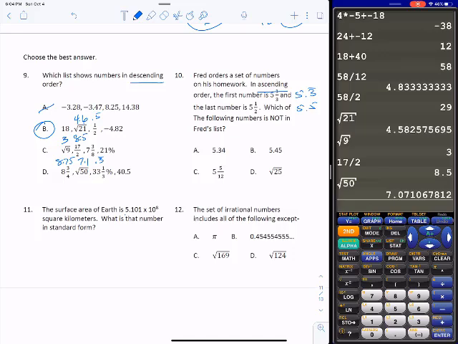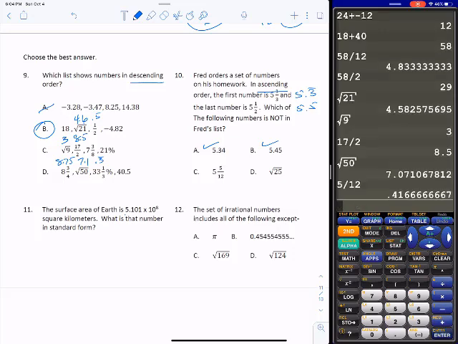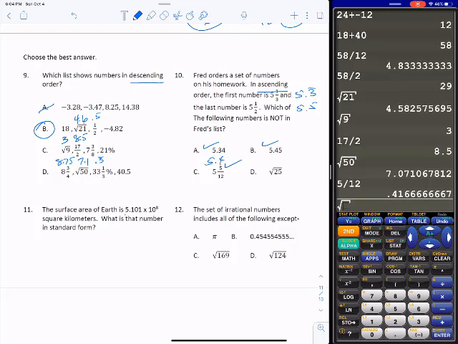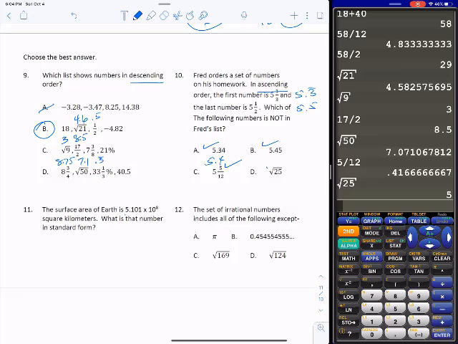So 5.333333 and 5.5. So this one is in his list. 5.45 is in the list. Well, 5 and 5 12, so I need to come over here and do 5 divided by 12. And I find out that that's 5.4, blah, blah, blah. So that one's in the list. And if I do the square root of 25, I know that is 5. And 5 is not found in between 5.3 and 5.5. So D is the correct answer here.